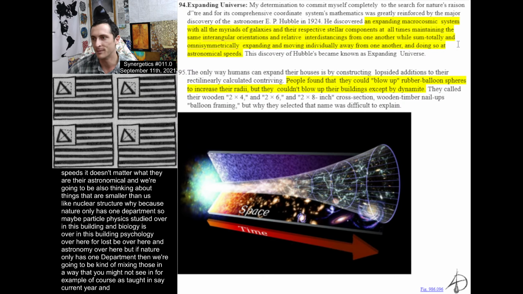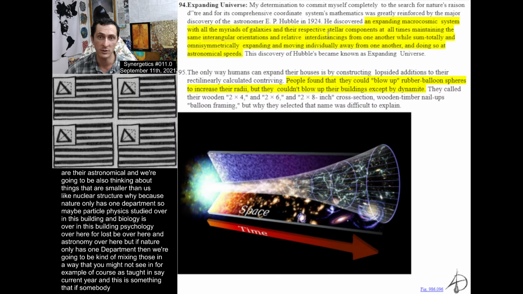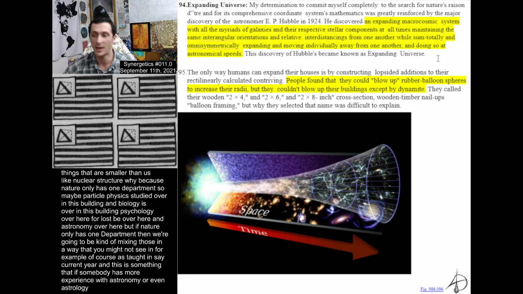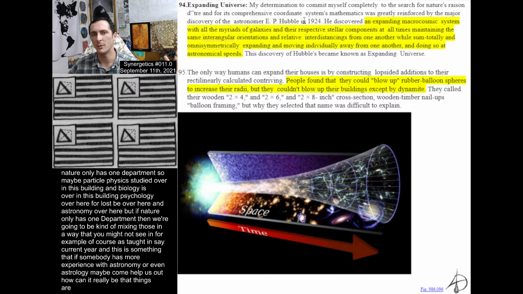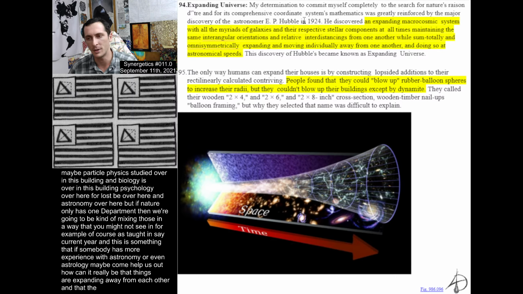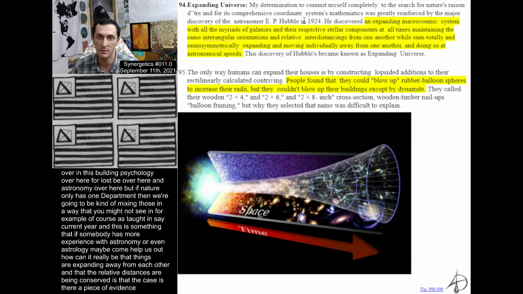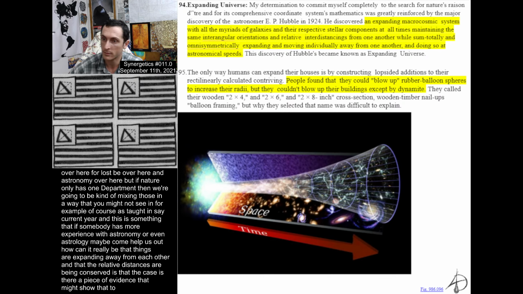And this is something that if somebody has more experience with astronomy or even astrology, maybe come help us out. How can it really be that things are expanding away from each other and that the relative distances are being conserved? Is that the case? Is there a piece of evidence that might show that to be not true?